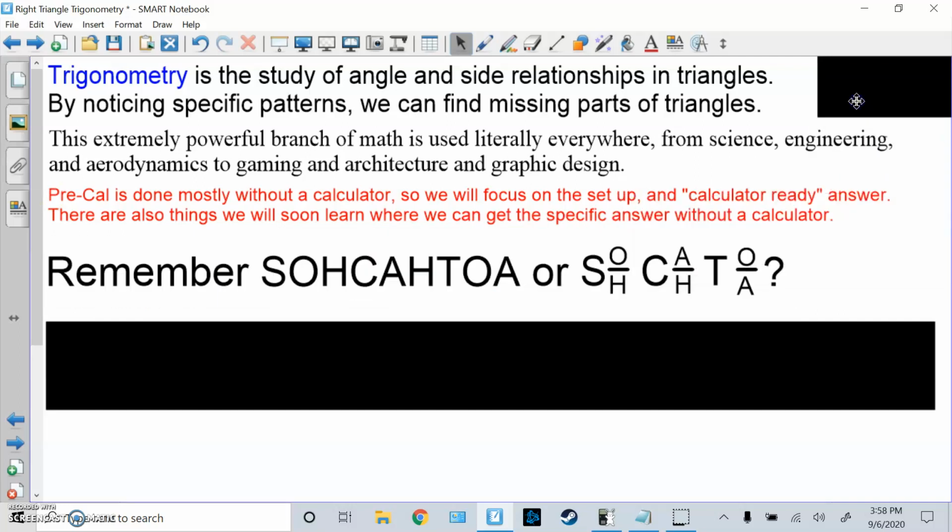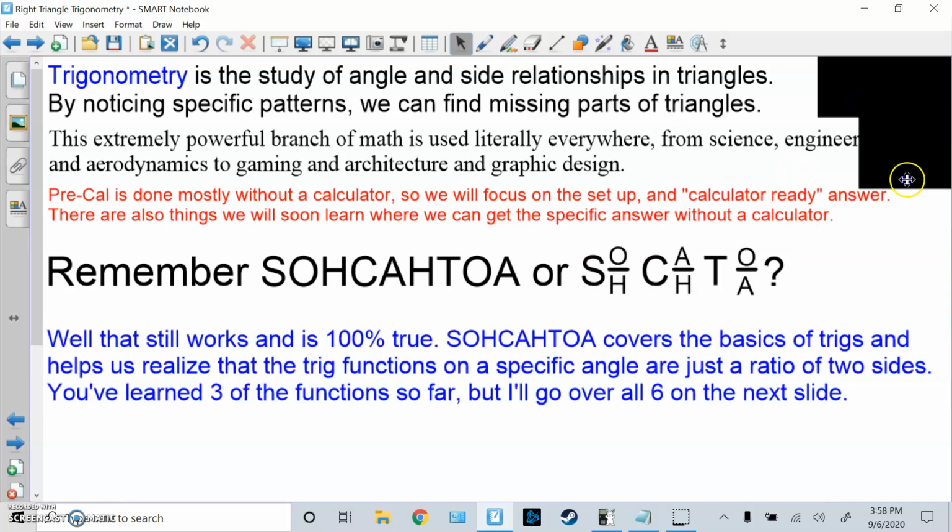So hopefully you remember SOHCAHTOA, or sometimes your teacher wrote it like this as the fractions. Alright, that still works 100% of the time. It covers the basics of trig and helps us realize that a trig function on an angle is just a ratio of two sides. You've learned 3 of them, but I'll go over all 6 on the next slide.